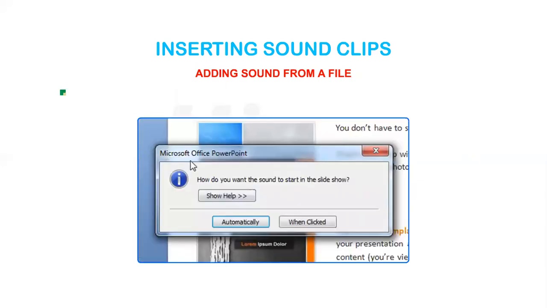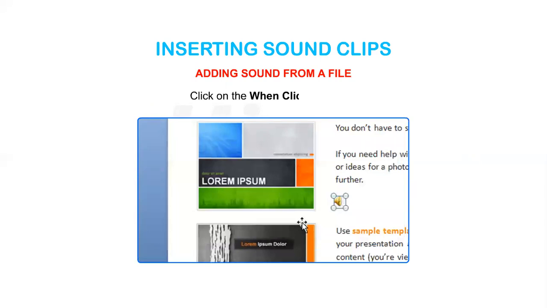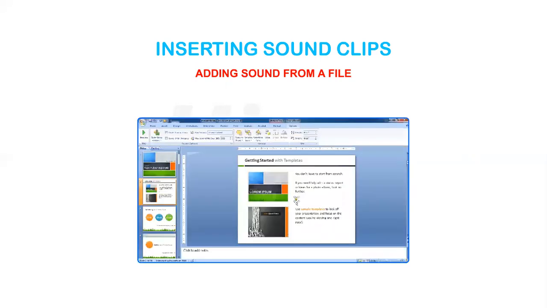Microsoft Office PowerPoint dialog box appears, asking how do you want the sound to start in the slideshow. Click on the When Clicked button. A small icon of speaker appears on the slide. Double-click on the speaker icon to play the sound.